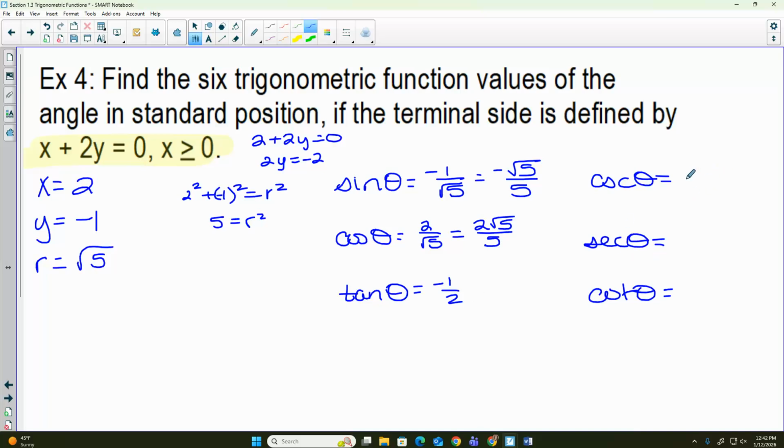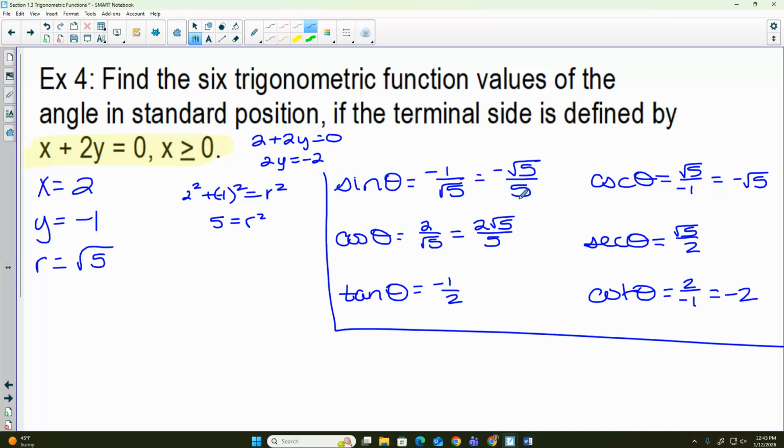Reciprocals: cosecant is r over y, or the reciprocal of sine. So you just get negative radical 5. Secant, r over x, so radical 5 over 2. And cotangent, x over y, so 2 over negative 1, or negative 2. How did we do on those? Do we need another question like this?